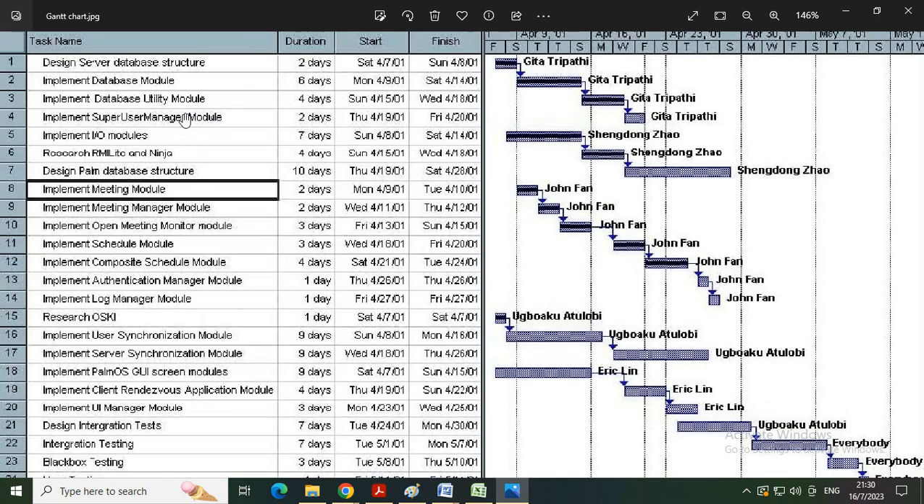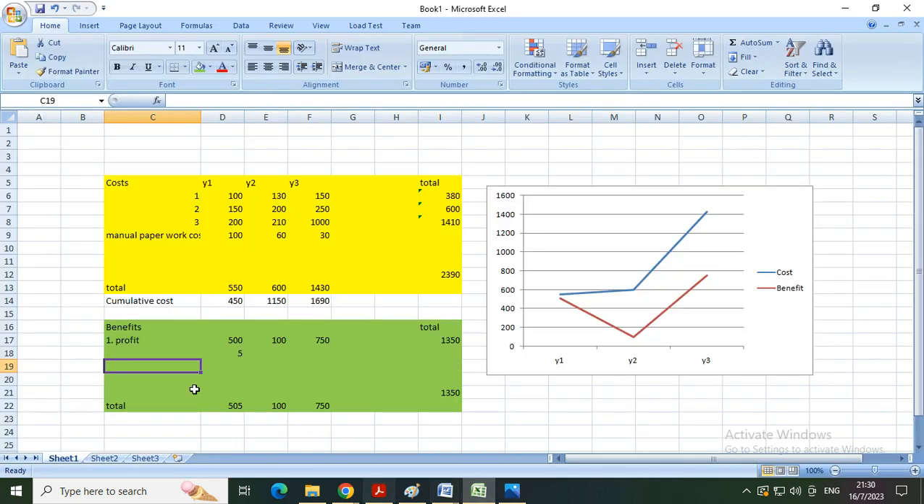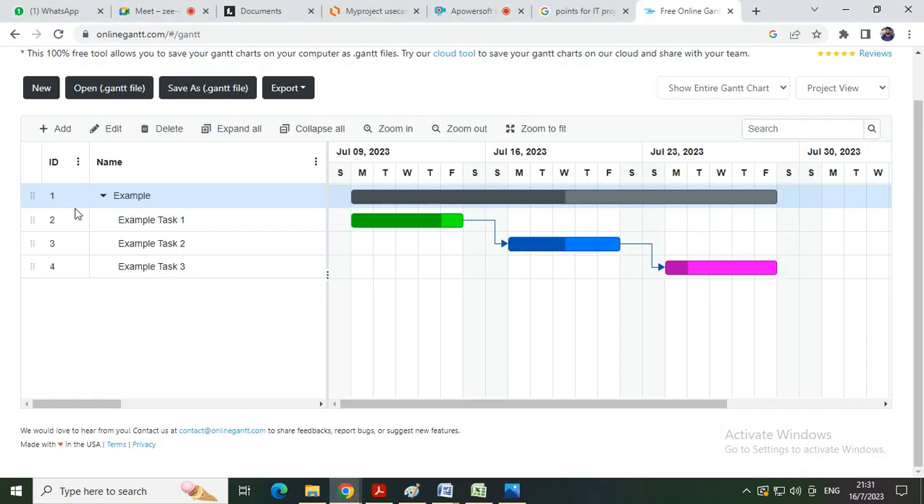You can take the help of this one. So design server database structure, implement database module, implement data. In this way, you have to think. Tell me any one of you for your project. Creating user interface.